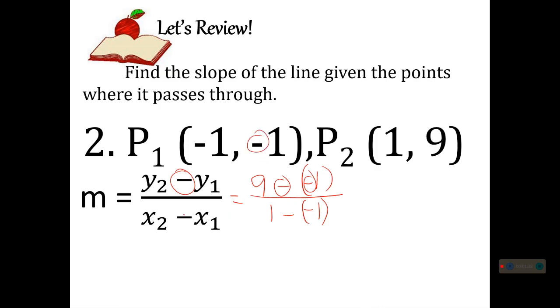So just like on the denominator, the minus sign here is from the formula and the negative sign here is from our given. Okay? So we have to use the distributive property here. So 9, negative times negative 1 is positive 1, over 1, negative times negative 1 is positive 1. And then 9 plus 1 is 10 over 1 plus 1 is 2. Then 10 divided by 2 is 5.